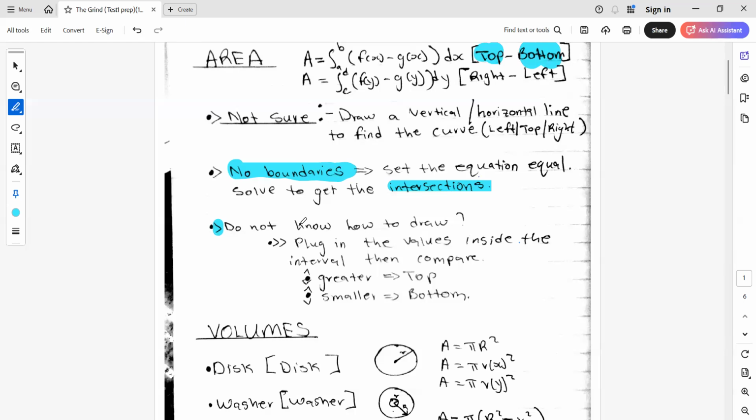Okay. So now, if you don't know how to draw the curve, this is the thing that I usually tell students. Maybe when you're working with the method, this one probably, the one you say top minus the bottom.